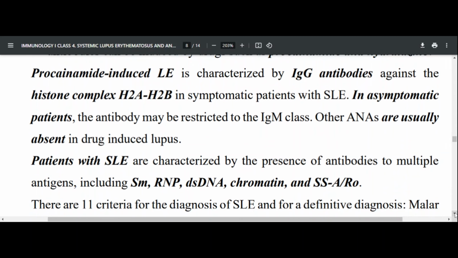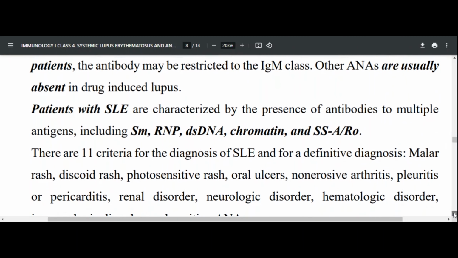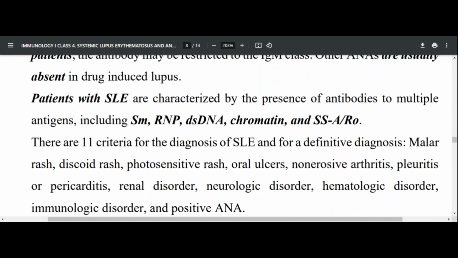So systemic lupus also shows other types of antibodies. As you remember, they show antibody against Smith, anti-ribonucleoprotein, anti-double-stranded DNA, anti-chromatin, anti-soluble substance A, and of course anti-Ro antibodies. They have all been found in systemic lupus erythematosus. So these are the 11 criteria for us to diagnose systemic lupus.